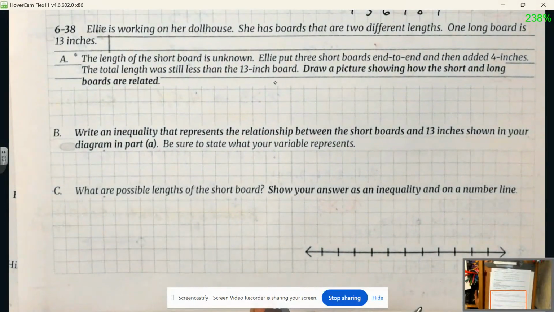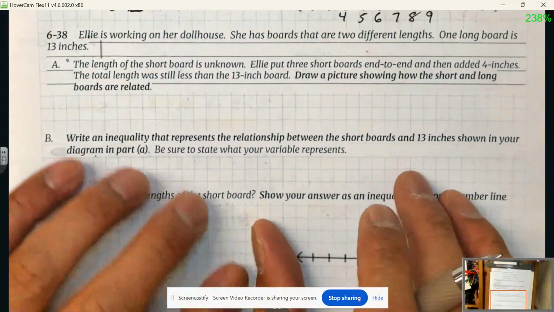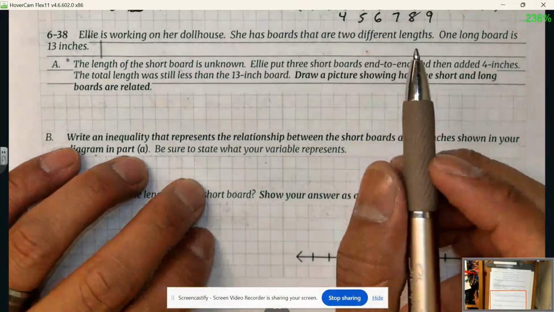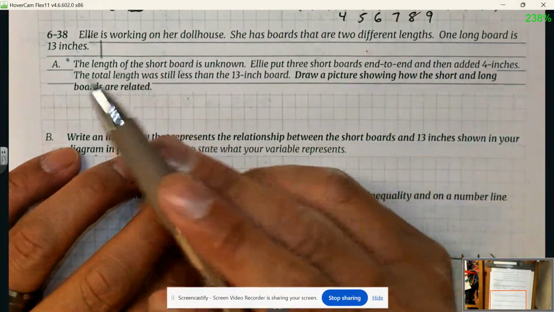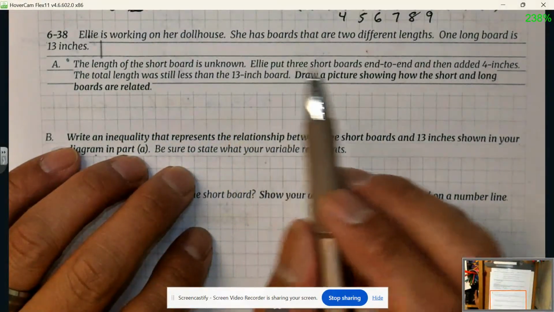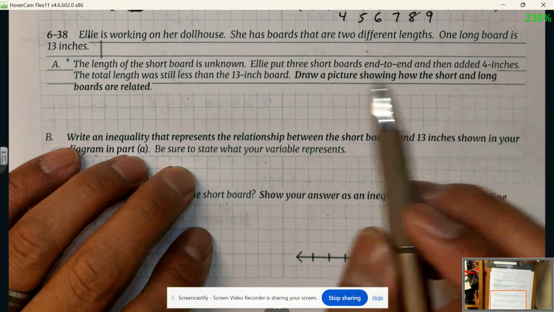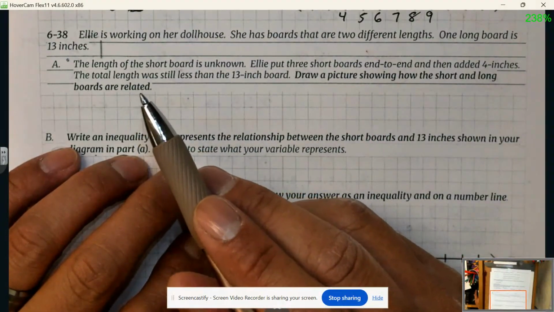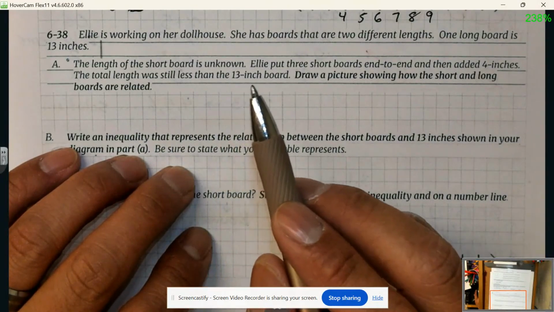Here in our next problem, we have Ellie who's working on a dollhouse, and she has two different size boards. A long board is 13 inches. The length of the short board is unknown. She puts 3 short boards end to end and then adds 4 inches. The total length was still less than the 13-inch board.